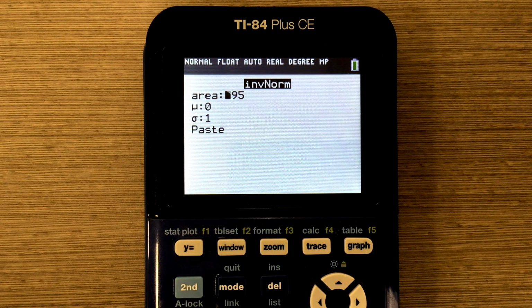What it has for us here is the area that we're interested in and the mean and standard deviation. Since we're dealing with Z, these are standardized scores, so we want the mean and standard deviation to remain exactly as they are there, 0 and 1. The area is what we need to play with. It might seem like right now I've set myself up for a 95% confidence interval. However, that is not the case. I'm going to hit enter and we'll see what the Z-star value is and see what it matches with.